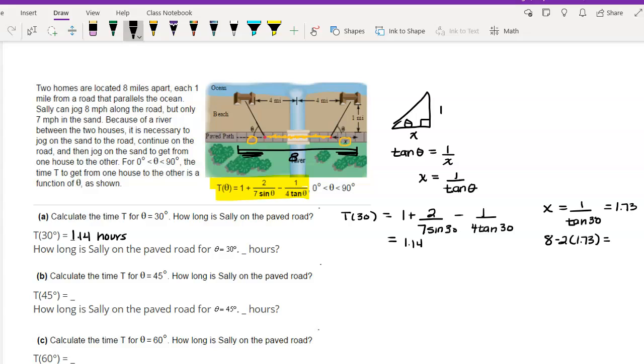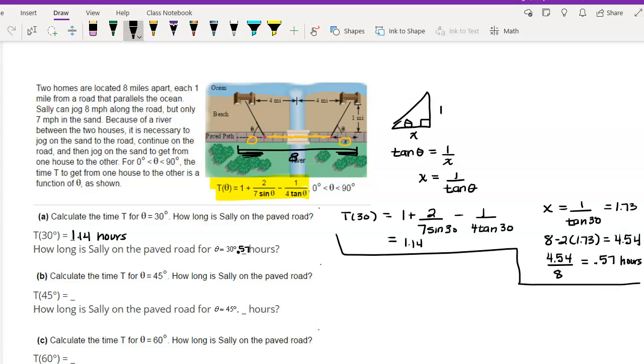how much of the paved road that Sally is on. And so in this case, she's only on the paved road for 4.54 miles. Well, if she's on the road for 4.54 miles and she travels 8 miles per hour, how long is she on the paved road? To find the answer, you take the total number of miles traveled on the paved road divided by her speed, and in this case, she gets 0.57 hours. So we'll put 0.57 hours.